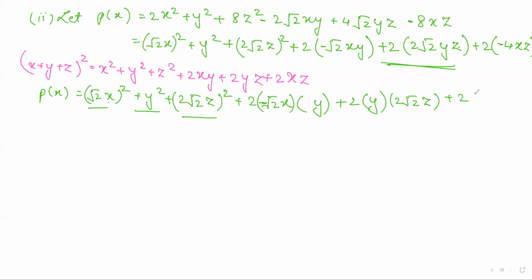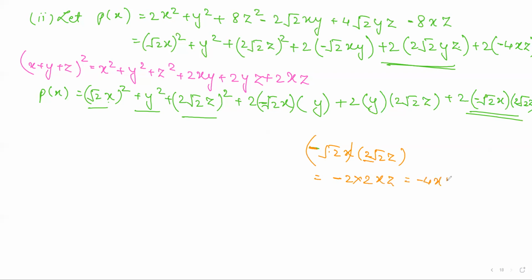Plus 2 times. We know that the negative term is x. So with x, let's write the negative term, minus root 2x. And z term is 2 root 2 z. Now if you multiply these two, you have minus root 2x into 2 root 2 z. This will be minus root 2 into root 2 is 2, multiplied by this 2 xz, which is minus 4xz. That's why we were directly able to write minus 4 in terms of minus root 2 into 2 root 2.